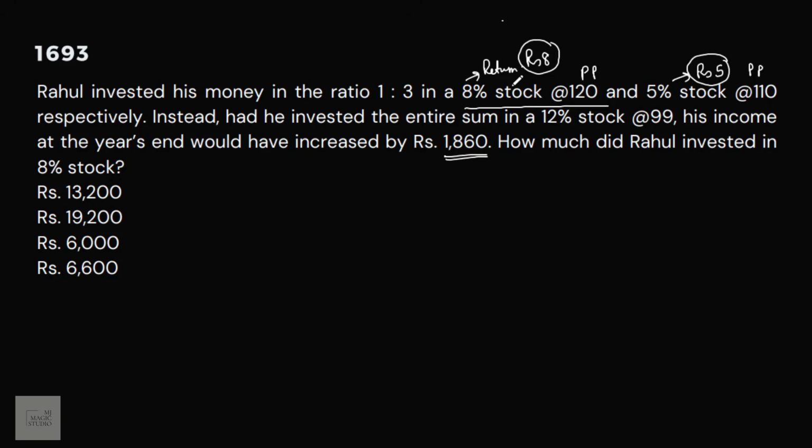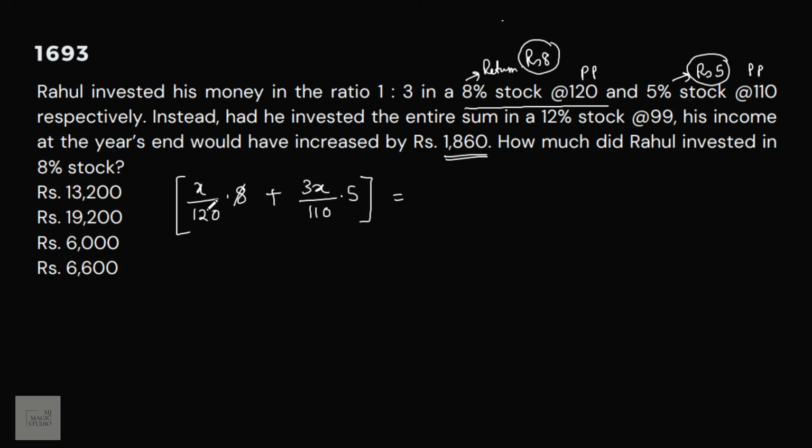Suppose he invested x rupees in the 8% stock. Then how many stocks has he purchased? x by 120, and per unit he is getting 8 rupees. Plus he has invested 3x in the 110 rupees stock. So how many stocks has he purchased? 3x by 110, and his income is into 5. This is his initial income.